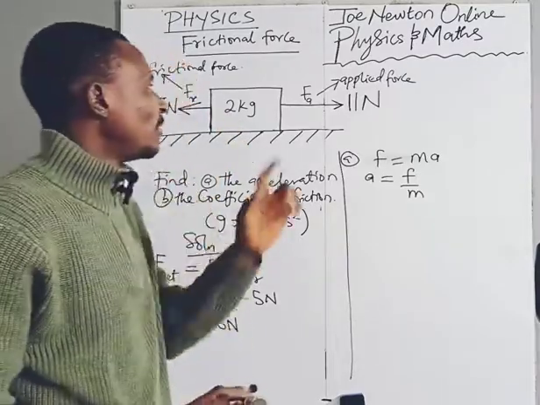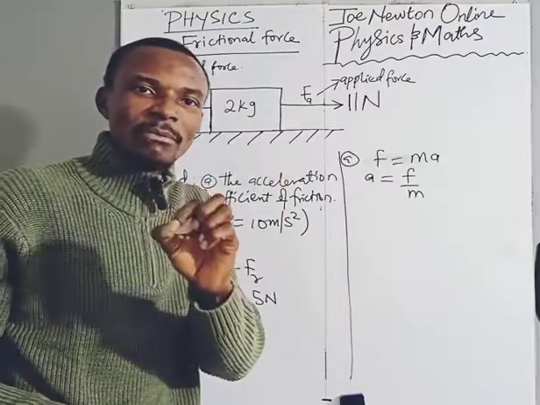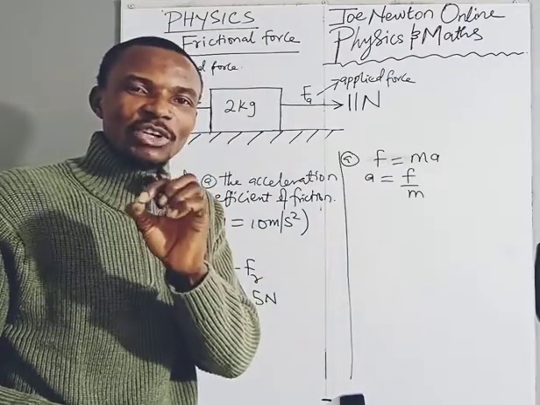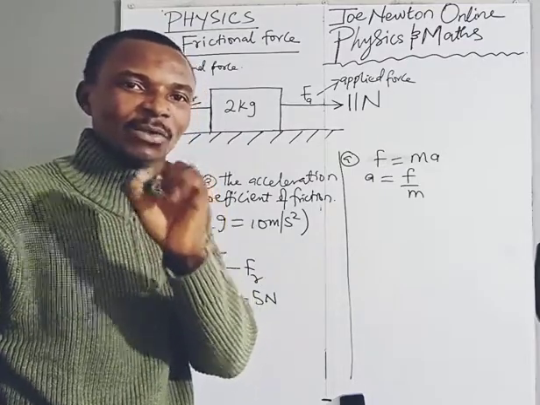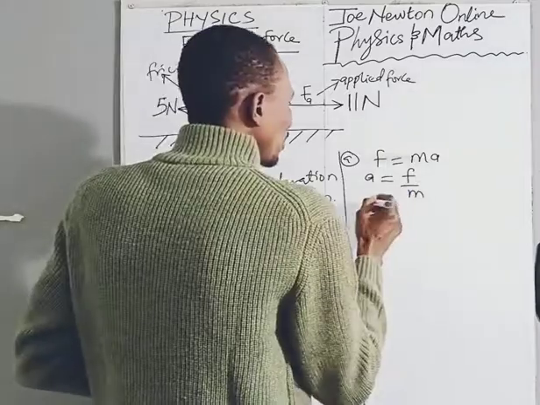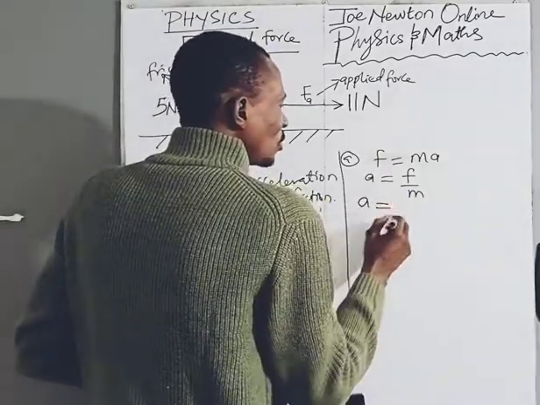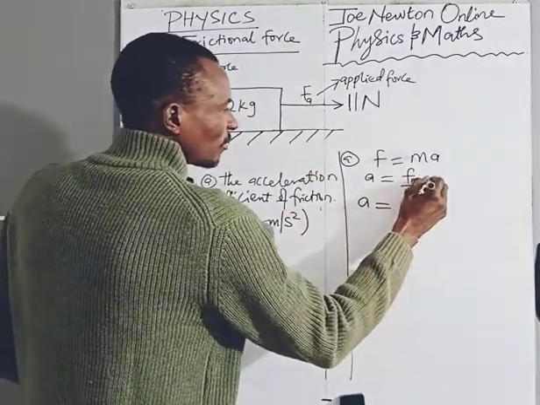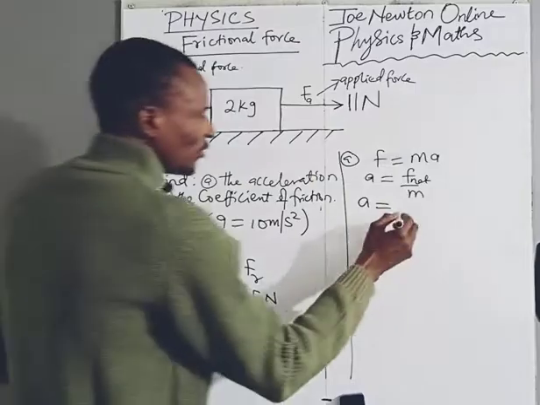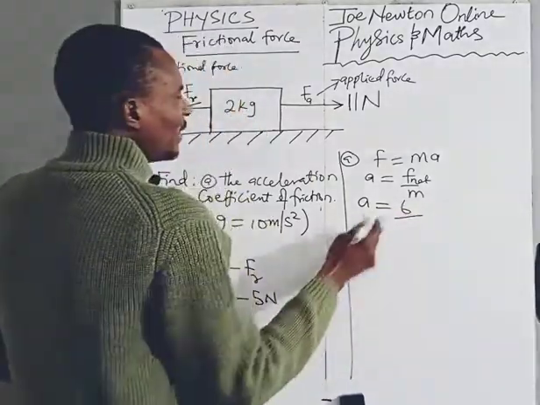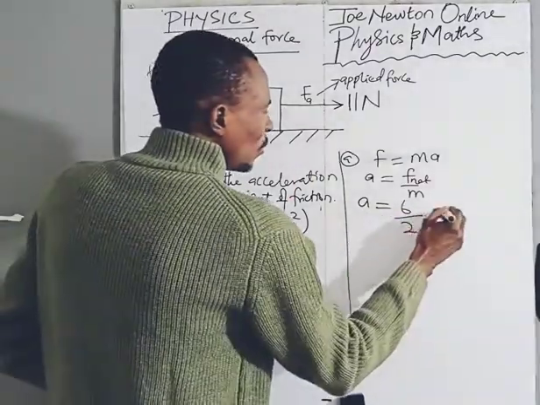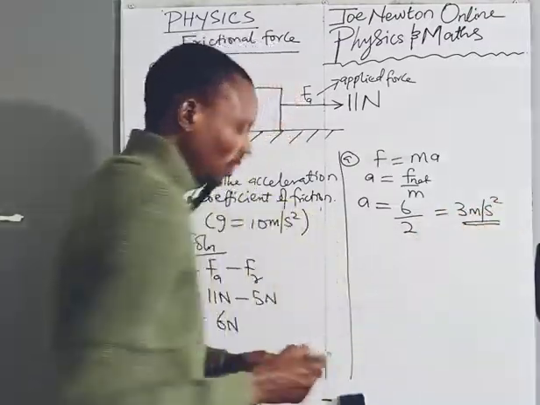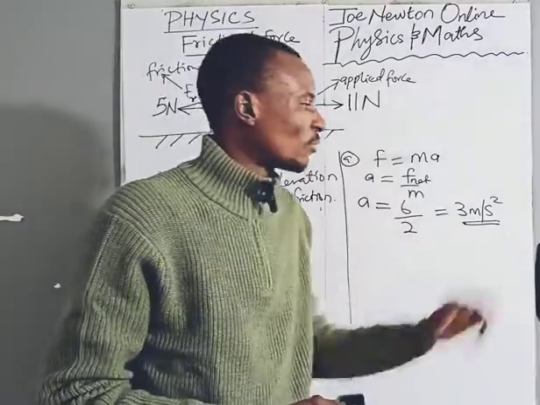Remember, if the mass is given in grams, you have to convert to kilogram. And do not forget that 1000 grams is equal to 1 kilogram. Therefore, in that condition, you divide by 1000 to get the value in kilogram. So we progress. Our A here will be equal to our net force. Remember, we are working with net force. Our net force here is 6 Newton divided by the mass of the body, 2 kilograms, which is equal to 3 meters per second square. Don't forget to put the unit of acceleration, meter per second square.